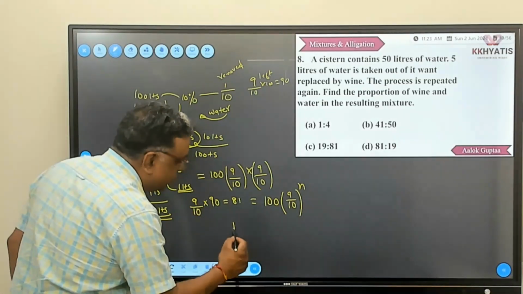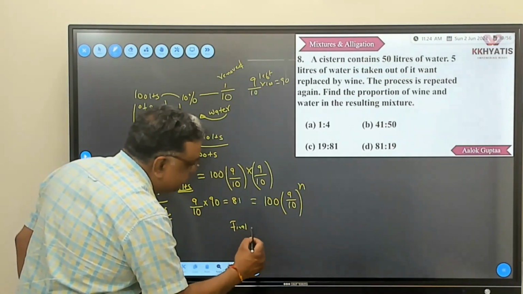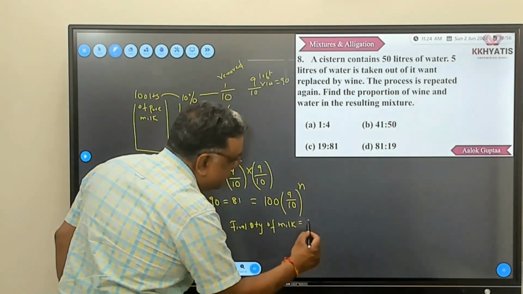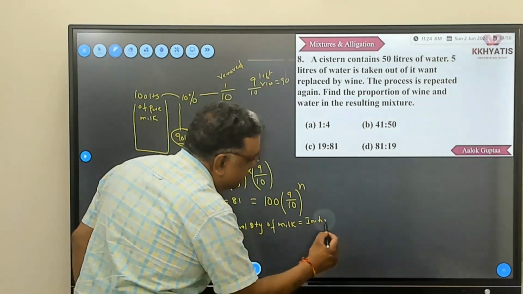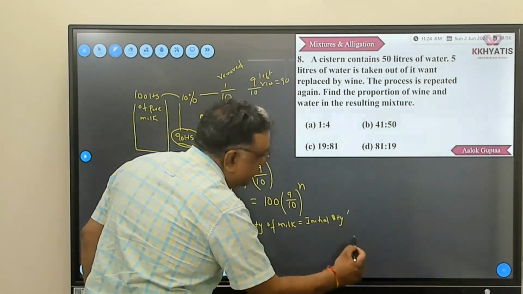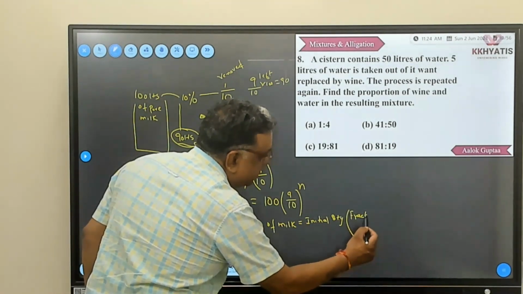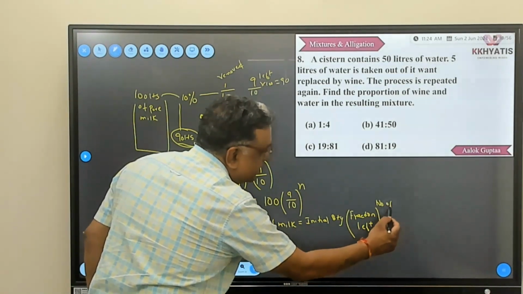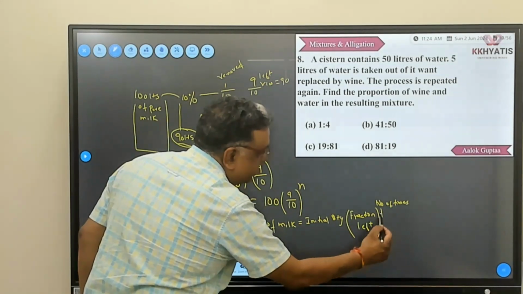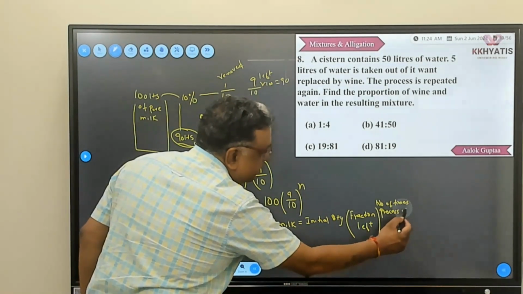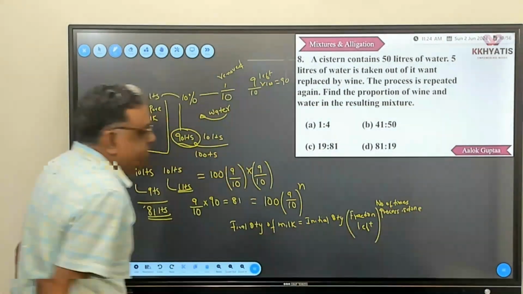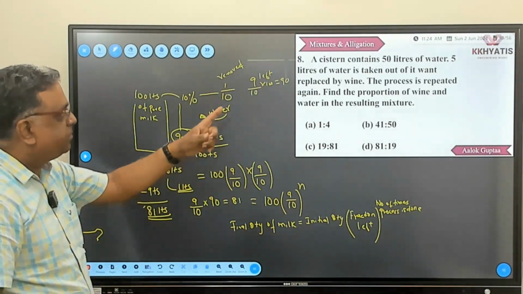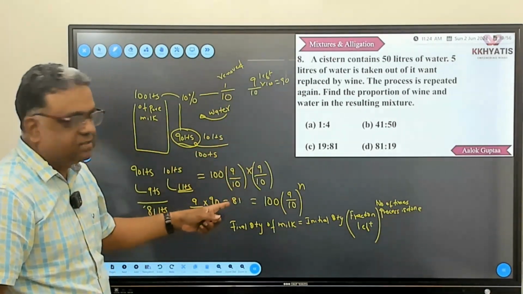So if we want to find out the final quantity of milk, it is nothing but the initial quantity into the fraction that is left, to the power of the number of times the process is done. Clear? We'll try to solve this particular problem exactly using this concept.